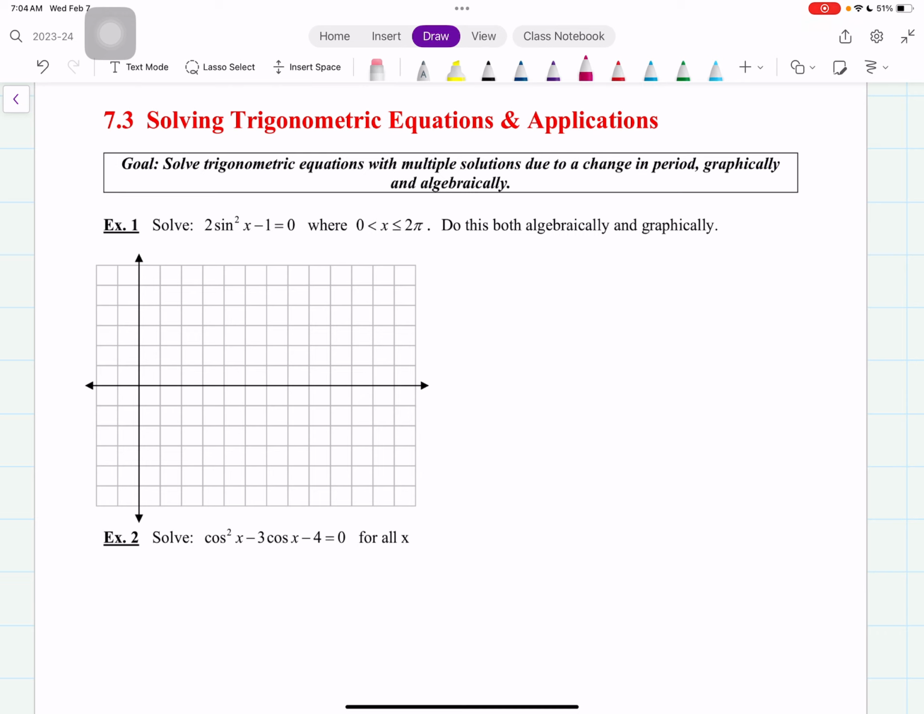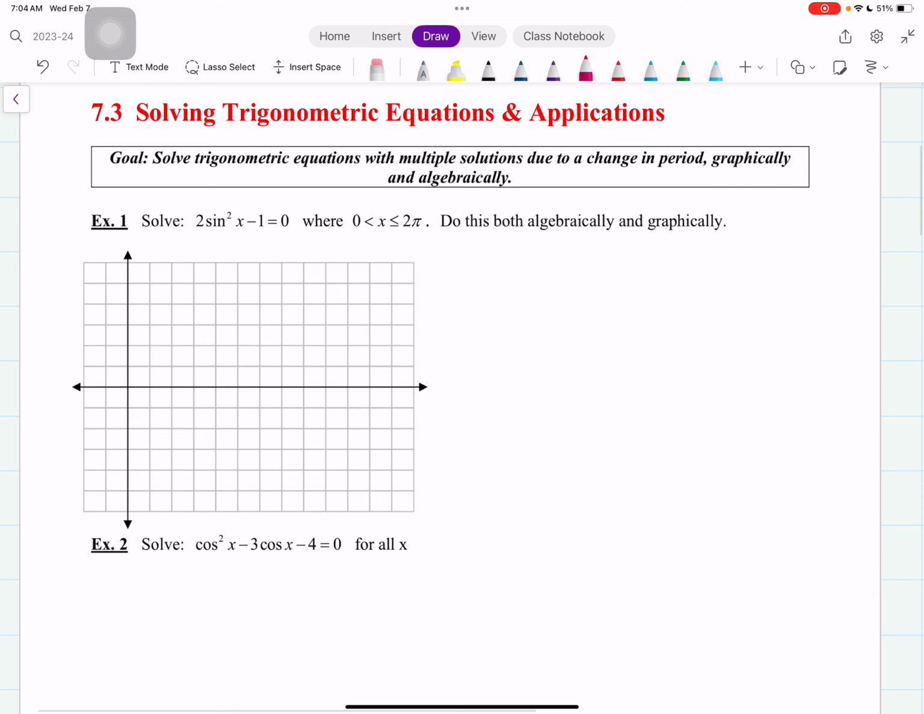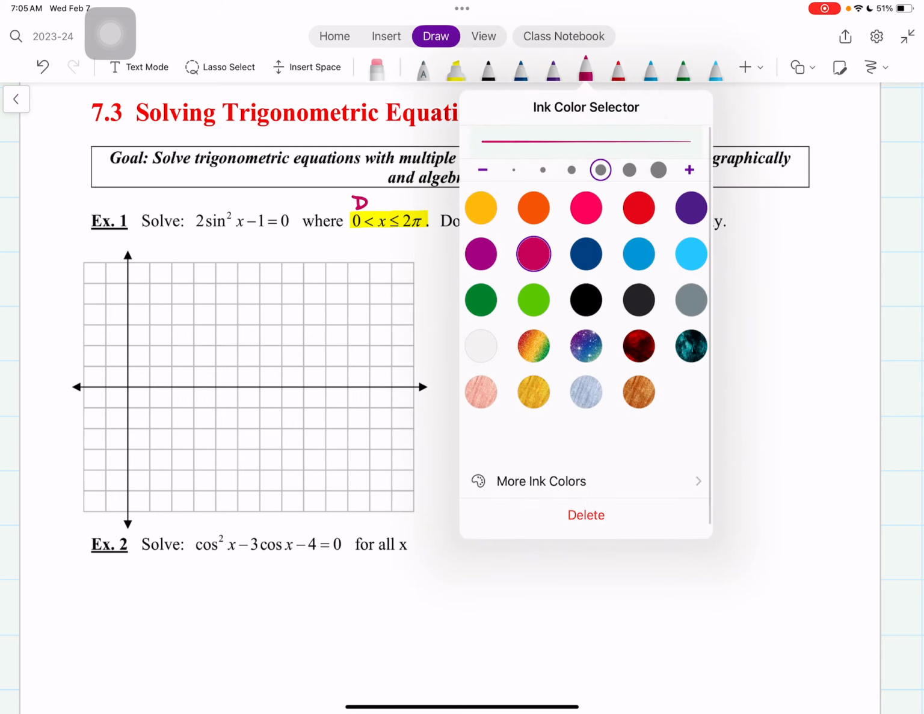So here we go. We're going to start off by reading the problem. Example one: we have to solve the equation 2 times sine squared x minus 1 equals 0 on the domain from 0 to 2 pi, which means our solutions have to be greater than 0 and less than or equal to 2 pi. So let's interpret this. This is called the domain right here.